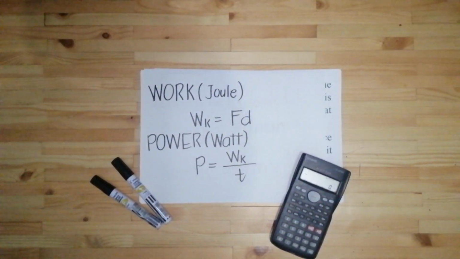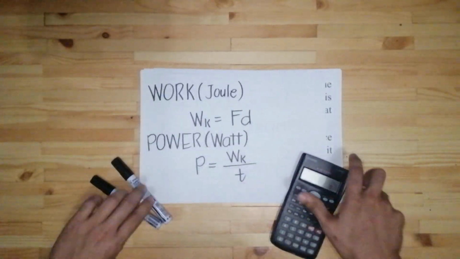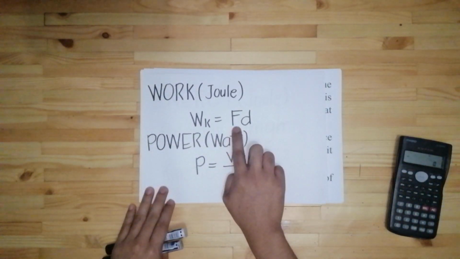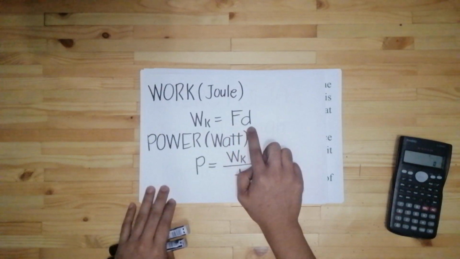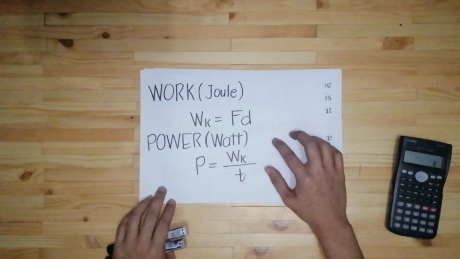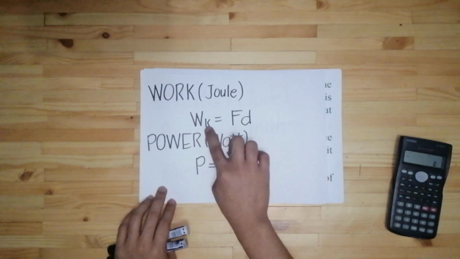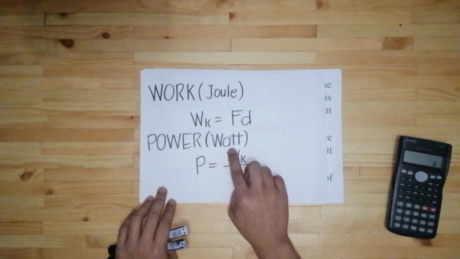So let us begin, para mas maintindihan ninyo yung mga formula na meron tayo. These are the formulas for the work, power, and energy. For the work, we have FD. F stands for the force acted or acting upon the object. Yung D is the distance or displacement, kung saan yun na, hanggang saan yung narating ng object na yun. So yung work, may unit tayo na joule. Okay? Then we also have the power with the unit of watt or watts.